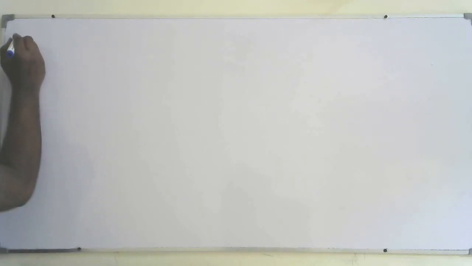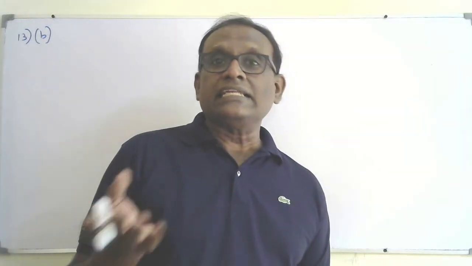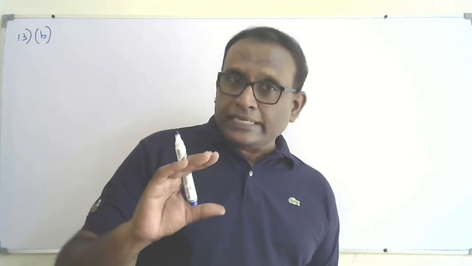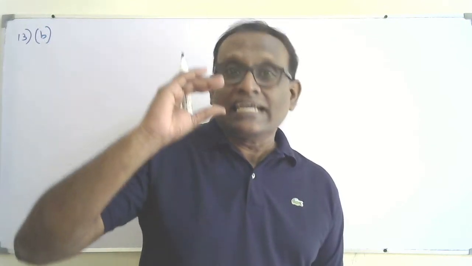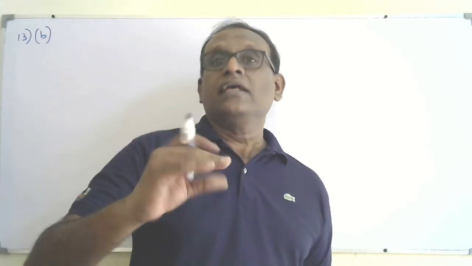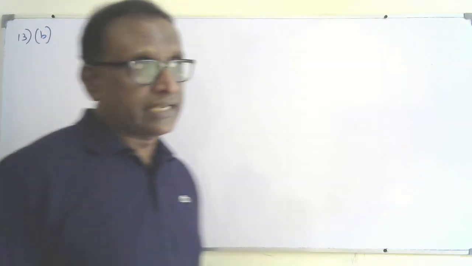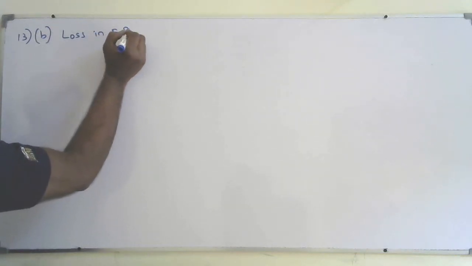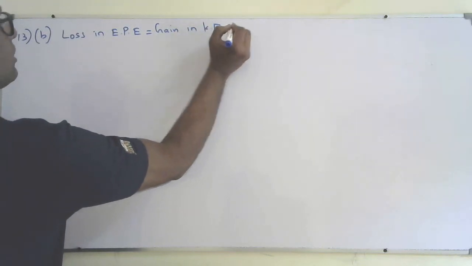So B part, question number 13, we can find by using the law of conservation of energy: loss in elastic potential energy equals gain in kinetic energy. By using that, we can find the speed of the head alone when the spring returns to its original length, or when the spring has no compression. Until that, the elastic potential energy will be transferred to the head in the form of kinetic energy. So I can say loss in elastic potential energy equals gain in kinetic energy of the head.